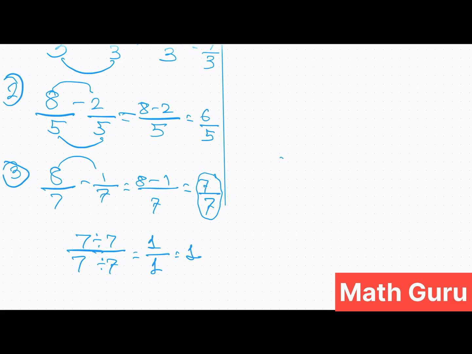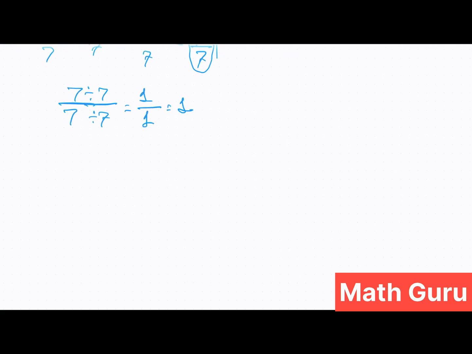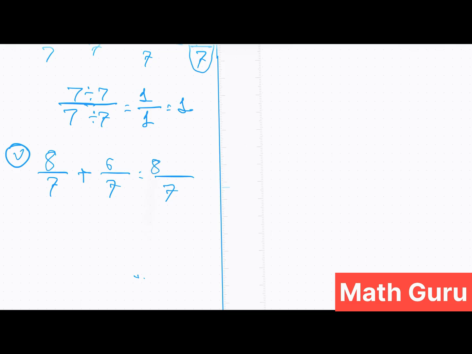Okay, just one more question we will do like this, and then we will move on to the second type, when the denominator is not same. Okay, so just one last question of this type, when the denominator is same. So next question, 8 by 7 plus 6 by 7. Now again the denominator is same, so we wrote the denominator only once and now we are writing 8 plus 6. So you get the answer as 14 upon 7.